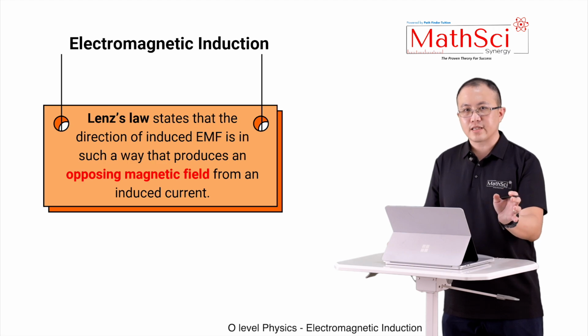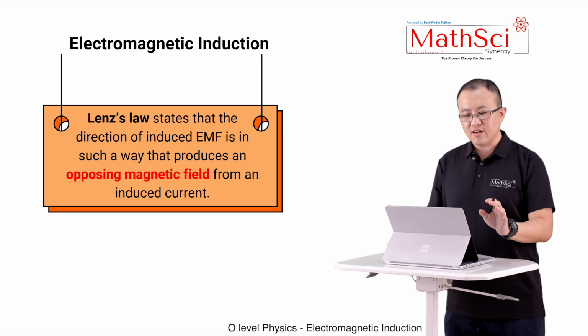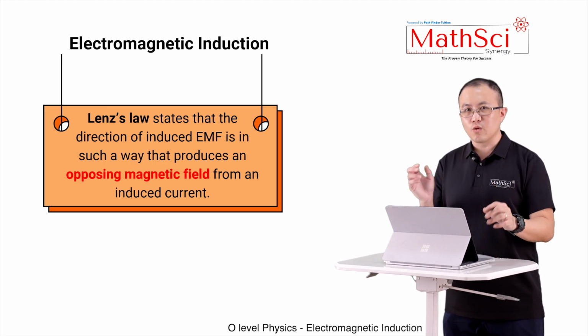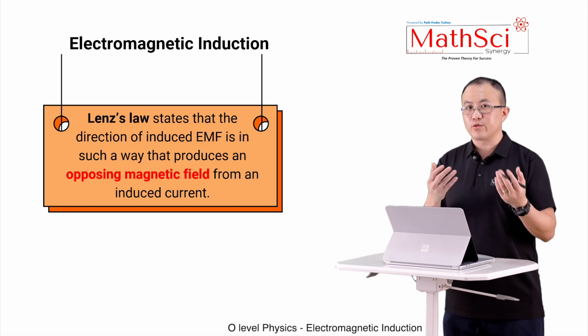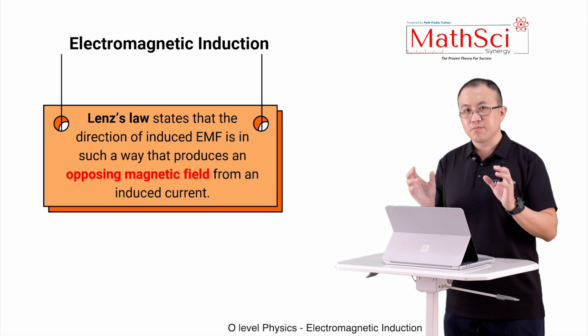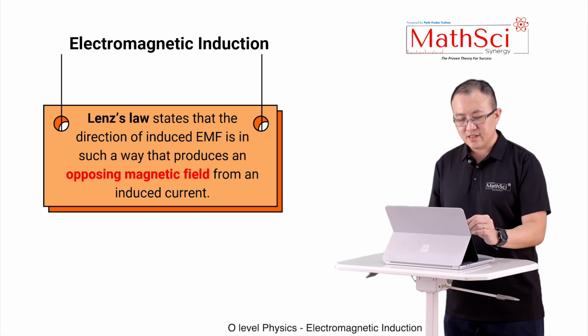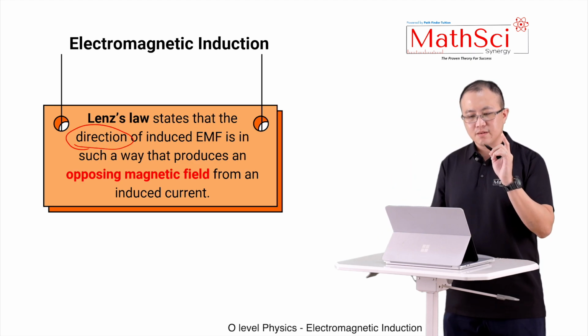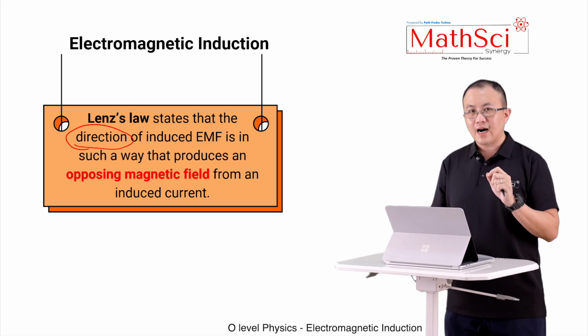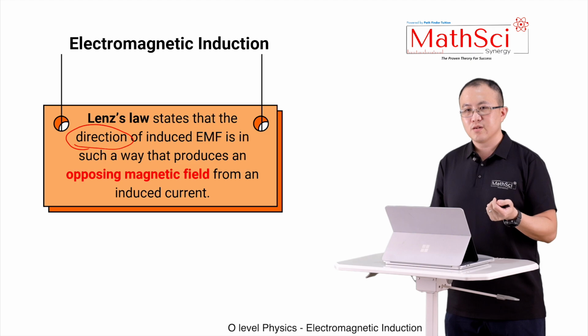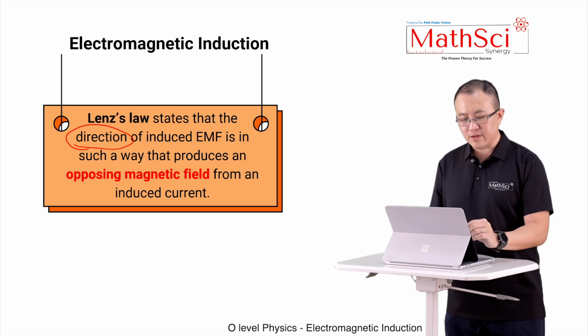Okay, next, Lenz's law. Lenz's law, on the other hand, talks about the way that the EMF is being created and what you get out of it. So it's mainly talking about direction here. But apart from that, the main thing that we use Lenz's law to explain is how come the things that I'm doing will be opposed. So the keyword here is opposing magnetic field.